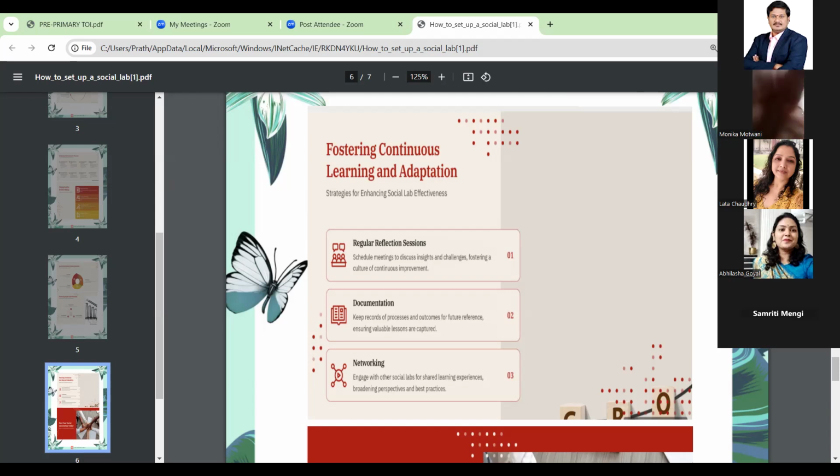Then next comes networking, which is very easy. Engage with other social labs. It is not only one social lab that works. There are n number of social labs that work for the benefit of society. So whatever one social lab is working upon, they should have a network with the other ones also. Maybe their experiences and learnings will give you a better way and perspective for applying best practices in your social labs. So the next slide.